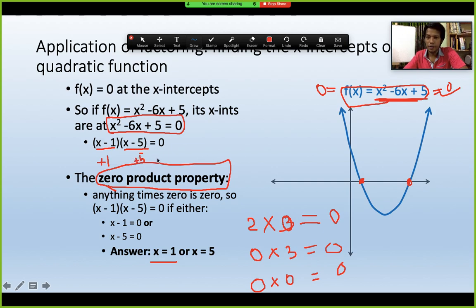Let me wrap it up nicely. If some quadratic functions are given, we have to factor them. Why? To understand the x-intercept. That's why it is necessary.